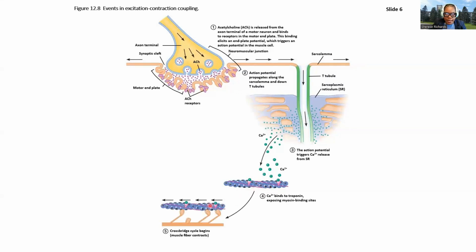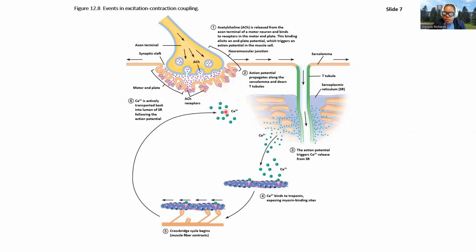So now they can bind the myosin heads, and then they can be dragged towards the center of the sarcomere, and then we can see the muscle contraction, right? As the sarcomere shortens, the muscle fiber shortens, the entire muscle shortens and contracts.